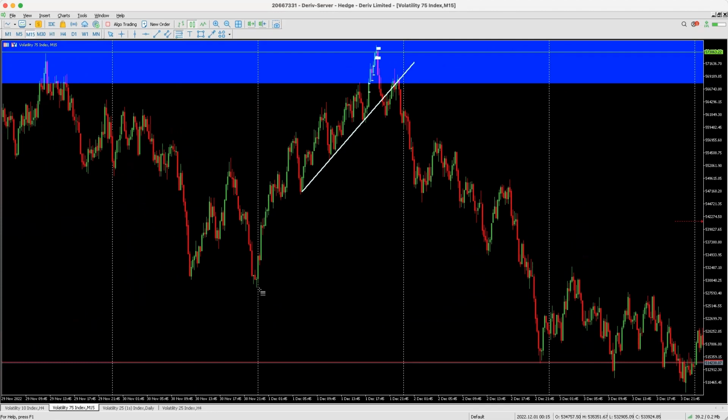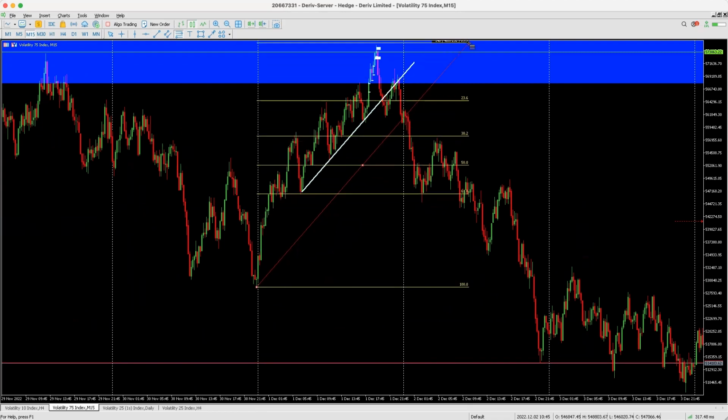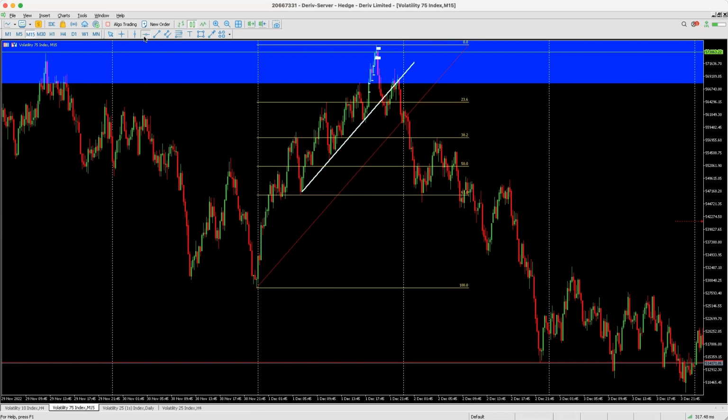I would take my Fibonacci from the low point, from the beginning of that mitigation to where my entry was. And then the 100% zone of the Fibonacci is my target. Boom. That's my target. So I entered right here, and then boom, price drops all the way to the 100% zone.